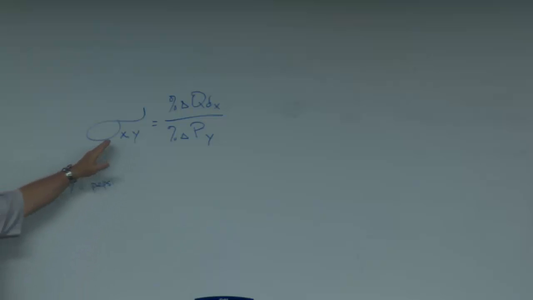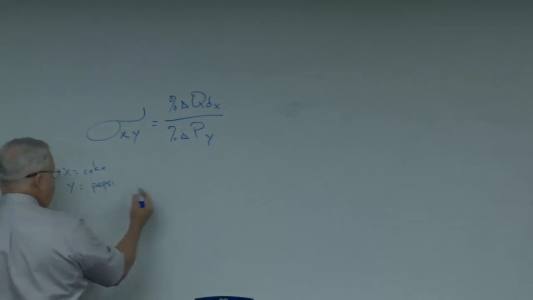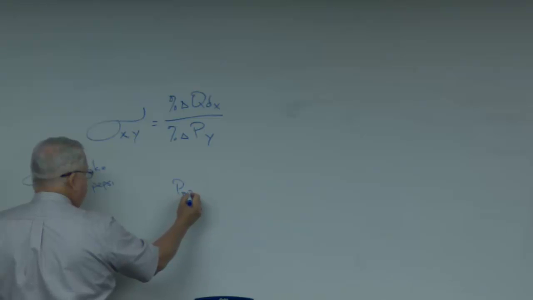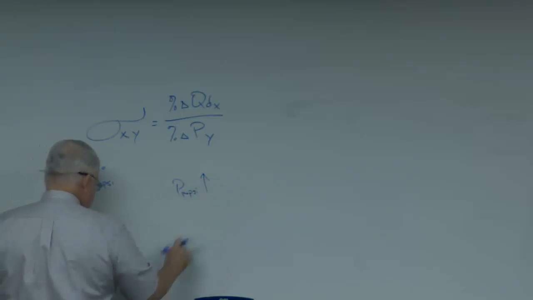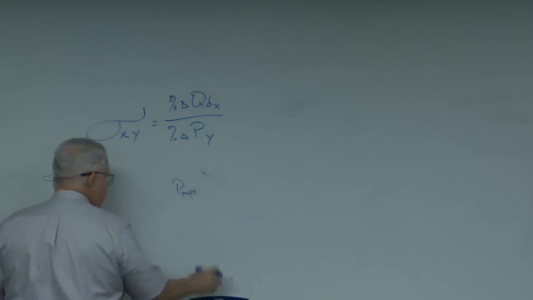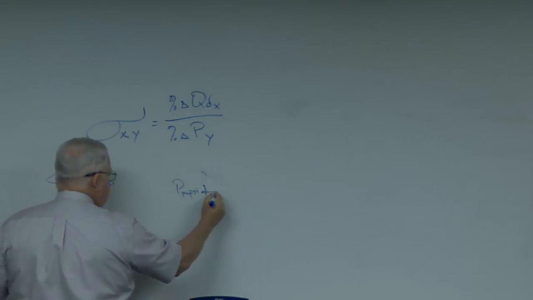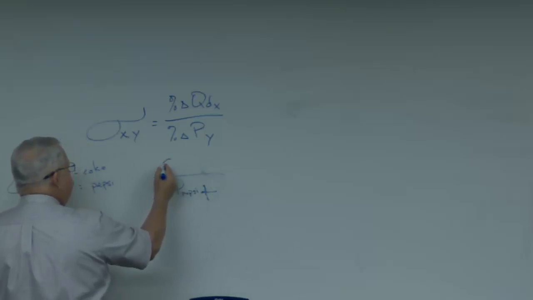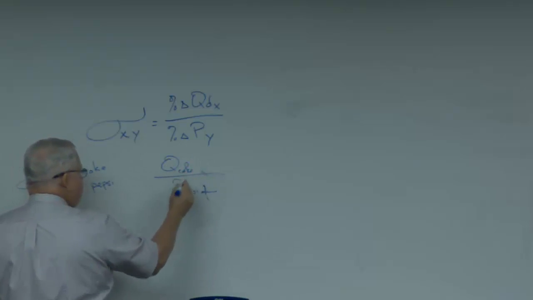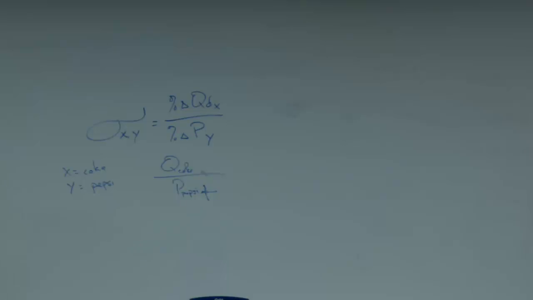What is the sign of this cross-elasticity between these two goods? In other words, if the price of Pepsi goes up, let's make that a positive sign, what happens to the sales of Coke? They go down. No, the price of Pepsi goes up. Coke's sales go up. Good. That's an increase in the demand for Coke.